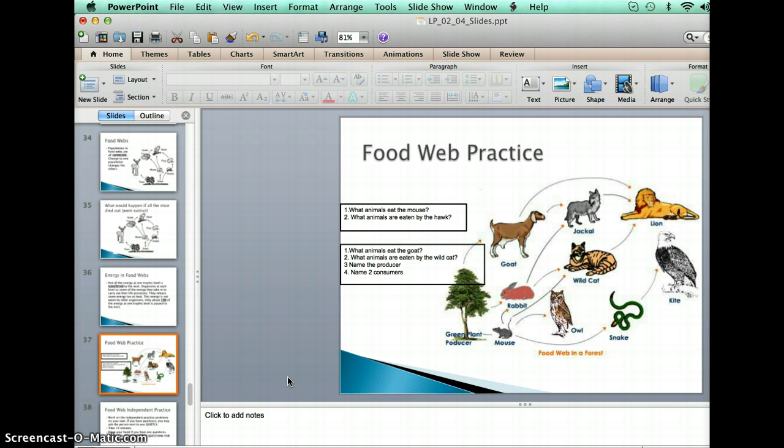Okay, so reading a food web is pretty similar to reading a food chain. A lot of the questions also tend to ask what would happen if the goat went extinct, or what would happen if the snake went extinct, like we practiced in the last question. Right now you're going to finish the rest of these practice questions on your notes sheet, and then you'll move on to making your own food web.